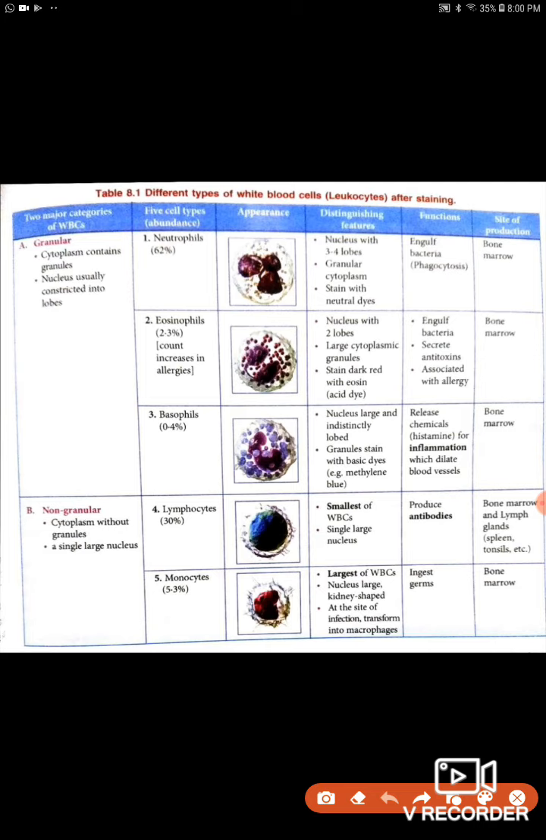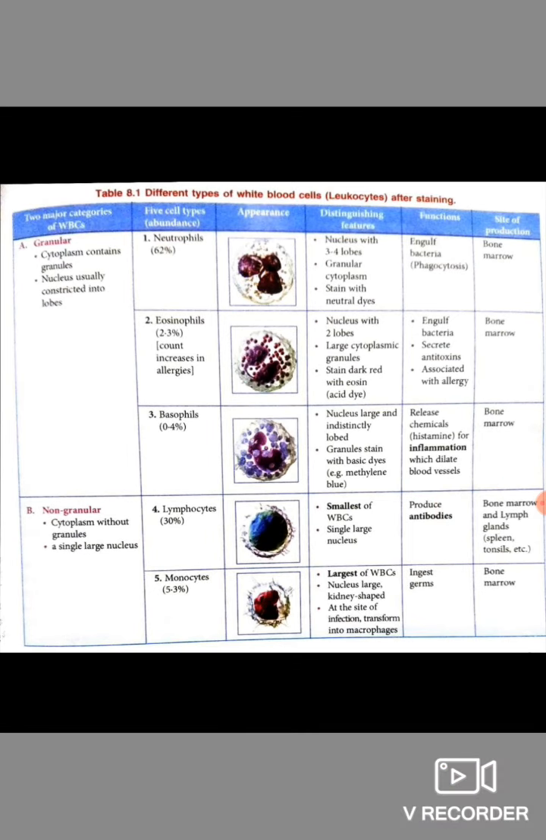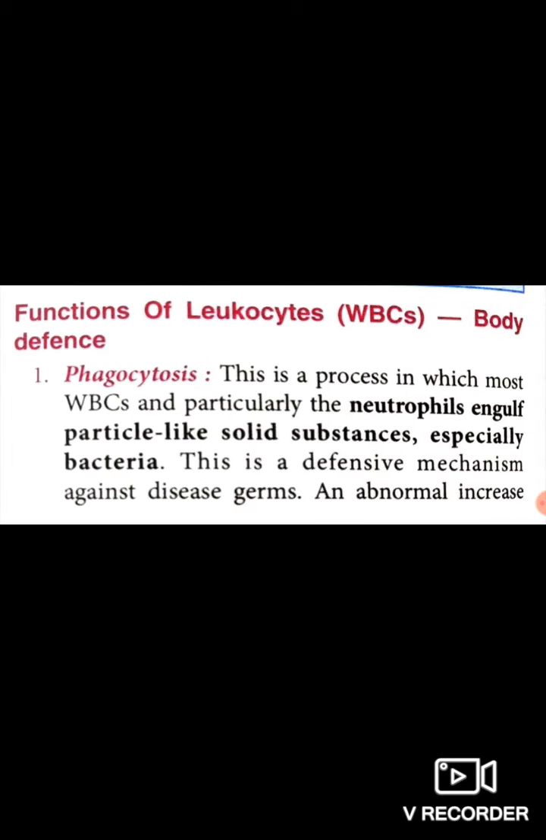Now see here, the sites of production are different. Here it is bone marrow, lymph glands, but here only bone marrow. So these are the different types of WBC. Now we will see what the functions of WBC are. This we have already discussed in table number 8.1.